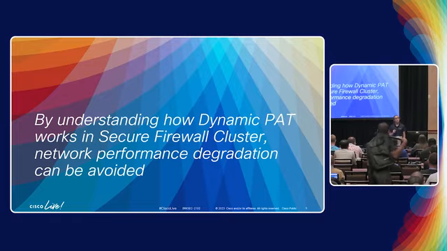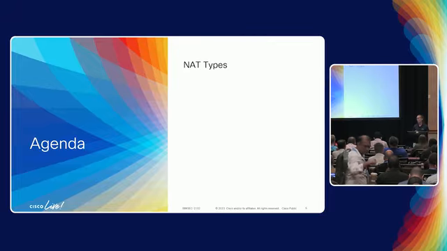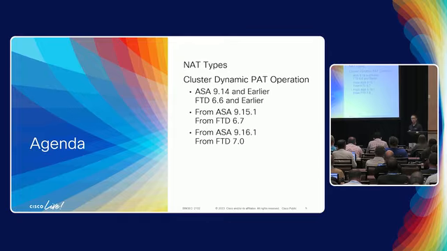So let's see what we have in the agenda that aligns with this main message. First, we will start with the basics. We will cover the multiple NAT types that we can configure in secure firewall devices, irrespective of the implementation. It could be a standalone, failover, or cluster environment. And then we will focus on how dynamic PAT operates in clusters.